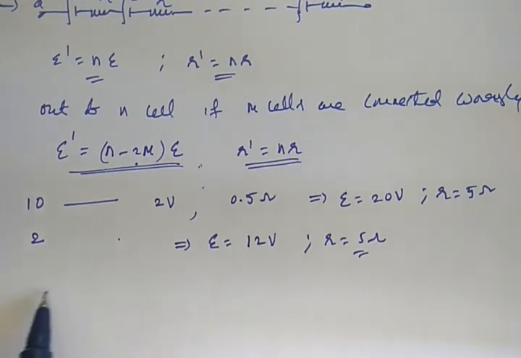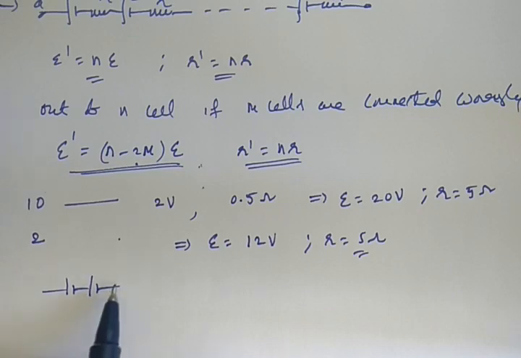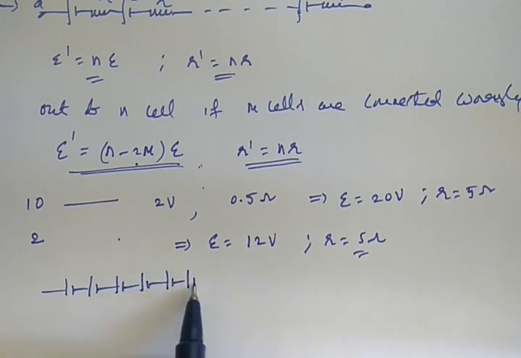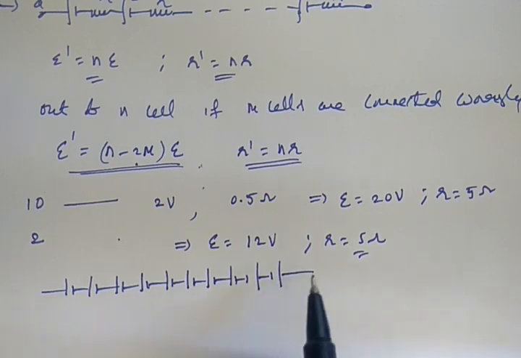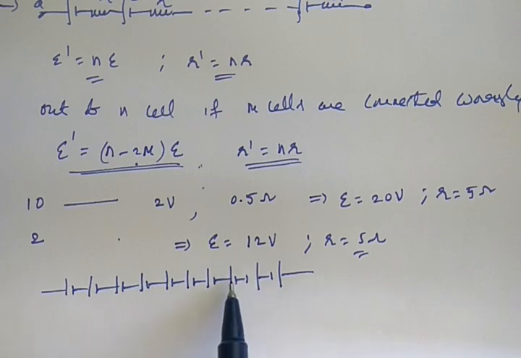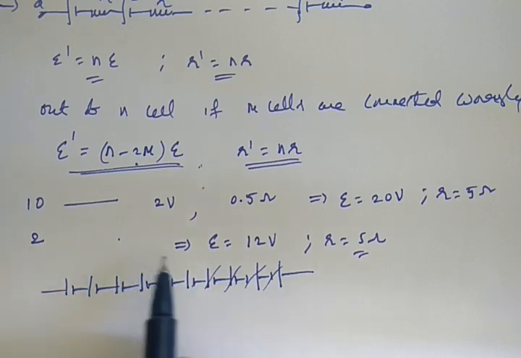Let us see this diagram. 1 cell, 2 cell, 3 cell, 4 cell, 5 cell, 6 cell, 7 cell, 8 cell, 9 cell, 10 cell. So here the first 8 are connected correctly and the last 2 are connected wrongly. Because of this, the EMF of those batteries can cancel these batteries. So these 2 will be cancelled by those 2. Then there are only 1, 2, 3, 4, 5, 6 left, and each EMF is 2. Then 6 into 2 is 12, but there will be no change in internal resistance.